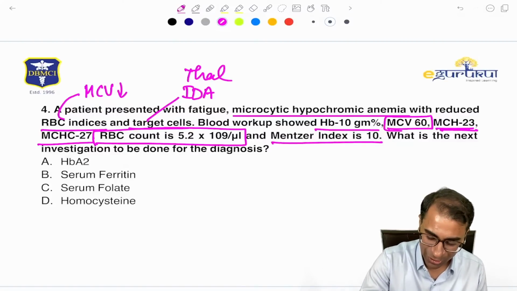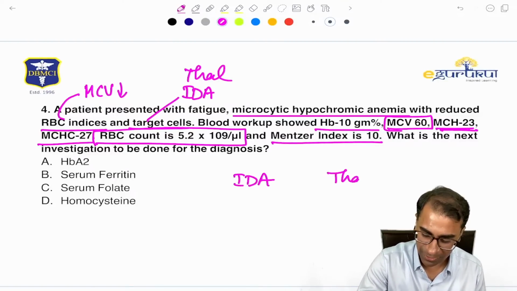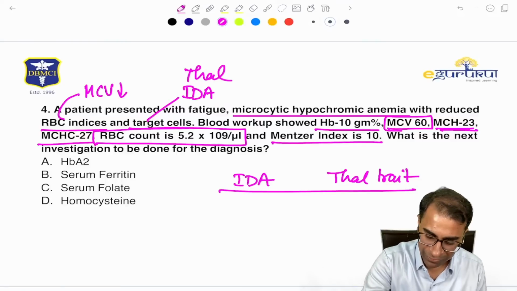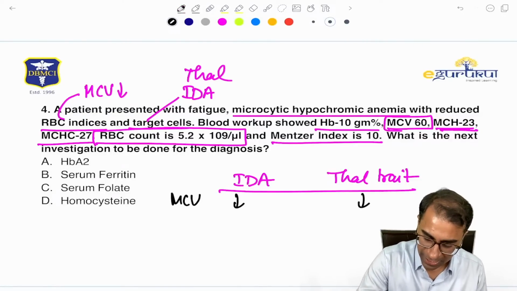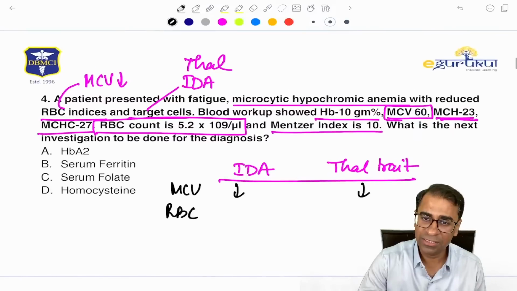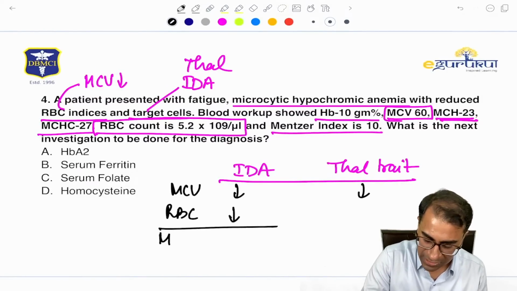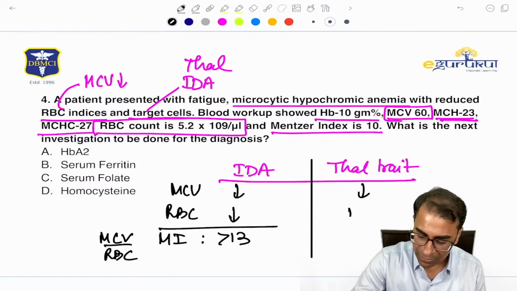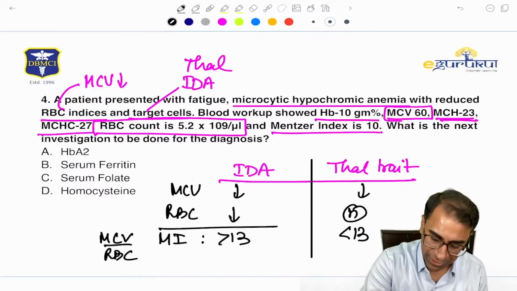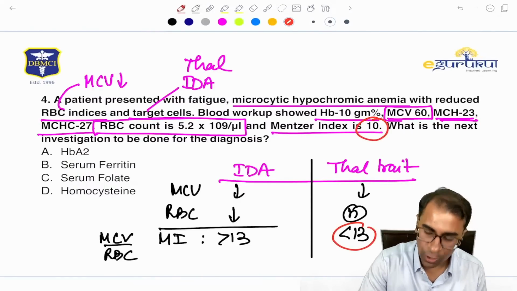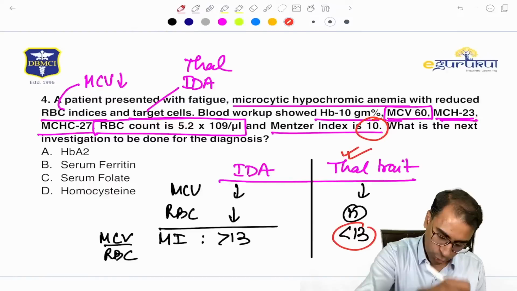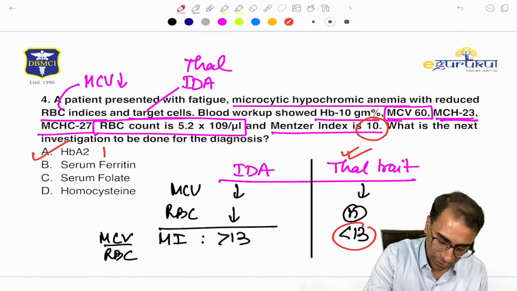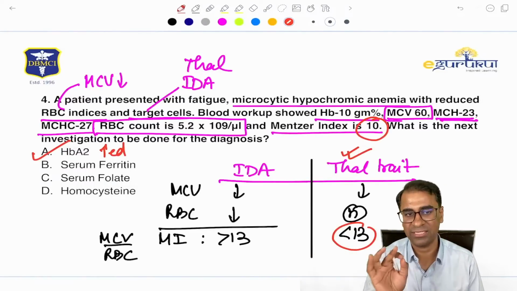Actually, you'll see, when you get a case of iron deficiency anemia and a case of thalassemia trait, both of them have a low MCV. Then you must look at the RBC count. If the RBC count is low, the Mentzer index, which is MCV upon RBC count, is higher, more than 13. However, in thalassemia trait the RBC count is normal, so it is less than 13. Here it is less than 13, and hence it points toward thalassemia trait. So what you must do is HbA2. HbA2 level should be increased in thalassemia trait, and hence the answer is A here.